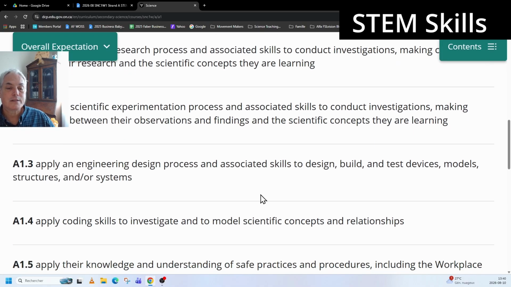Apply an engineering design process and associated skills to design, build, and test devices, models, structures, and/or systems. For this one here, for this year, I'm going to try something I haven't tried before. I'm going to see if I can use small motors to see if they can create little race cars. So that's just what I hope to do. I'm not sure exactly how it's going to turn out, but we'll see with that.